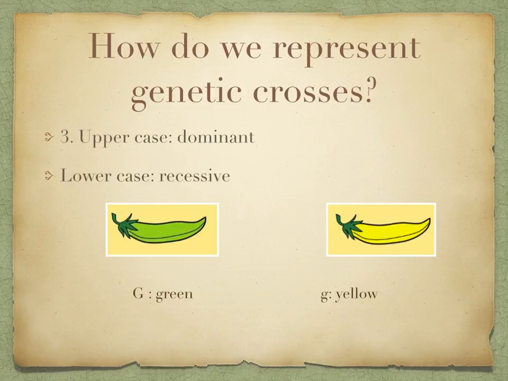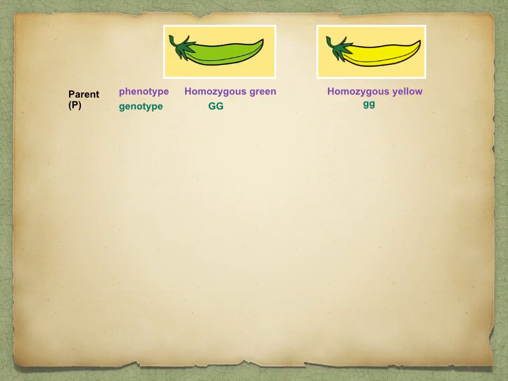So the third step is to let the uppercase, capital G, represent the dominant feature, which is green, and the lowercase represent the recessive feature, which is yellow. Now you don't use two different letters when one characteristic is dominant. So we're not going to use G and Y. We're using capital G, small g. Then you're going to write the word parent, and you're going to write phenotype, genotype. So the phenotype is homozygous green, homozygous yellow. Genotype is capital G, capital G, small g, small g.